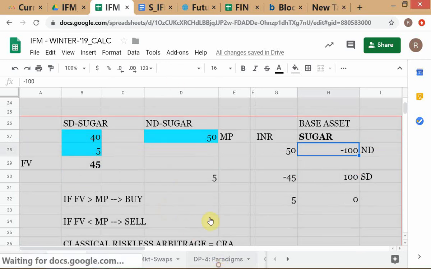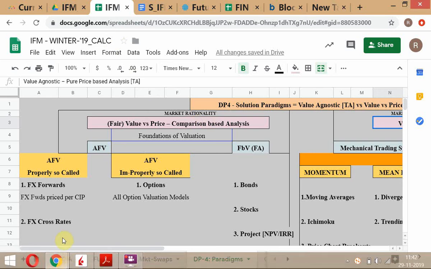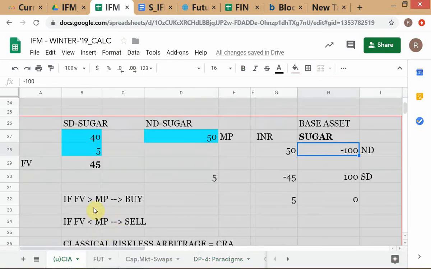Okay, remember, we are in this block here. So here we always believe that, why do we bother to compute a fair value? Because we believe that the price will eventually have to converge to fair value. Maybe not today, maybe not next week, but eventually it has to come down to fair value. So that's what we believe, and that's why we do this kind of thing. So now you can understand how the prices will converge when there is a case of true AFV.